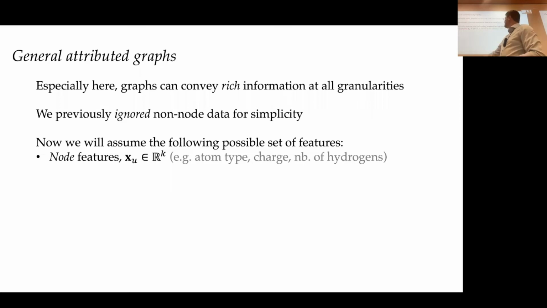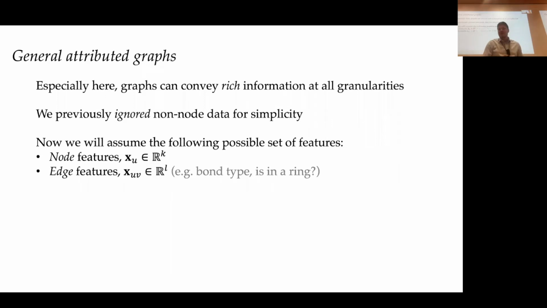So we assume the following set of features. First, the node features, as before. In the context of chemistry, they could be atom types, charges, how many hydrogens are attached to this atom, and so on. I'm also going to have features on the edges. So something like, in the chemistry setting, what's the type of the chemical bond? Is it a single, double, triple bond? Is it in a ring? These kinds of things, right?